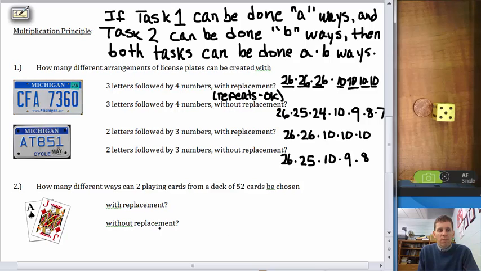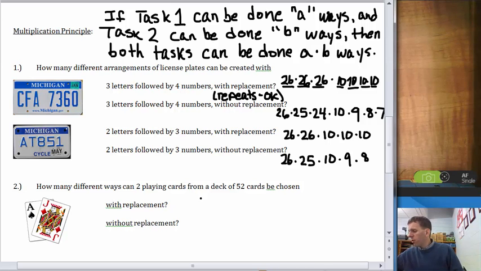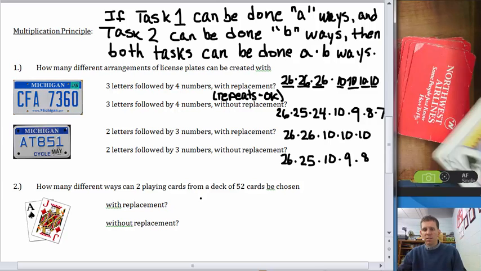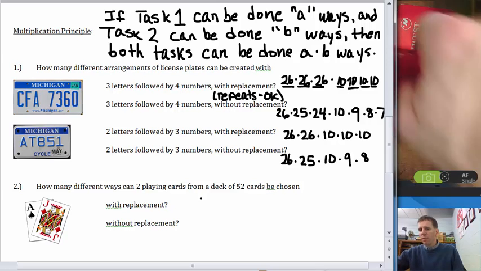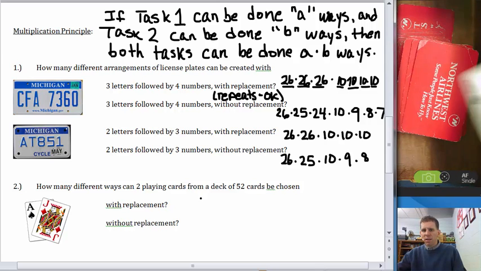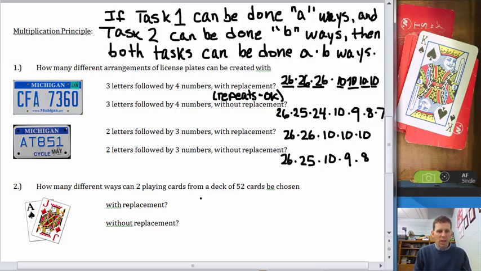What about playing cards? How many different ways can 2 playing cards from a deck of 52 cards be chosen with replacement? The idea of with replacement means if you have a deck of cards, let's say you pick a card, it's the King of Spades, that's great. Put it back in the deck, shuffle it up again. If you draw the same card again, that's fine. So with replacement means you can draw the same card both times. There are 52 possible options for the first card, and there are 52 possible choices for the second card. This is the number of ways that 2 different playing cards can be chosen from a deck. And they don't have to necessarily be different. They could be 2 of the same cards.